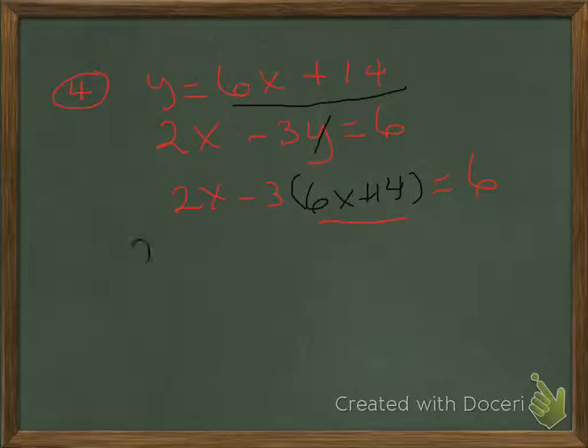So we have 2x minus 18x, 3 times 6 is 18, minus, what is 14 times 3? Let me see, it's getting late. 3 times 4 is 12, that would be 42, am I right? Okay, so that would be 42. That would be a minus 42 because it's a negative and a positive.